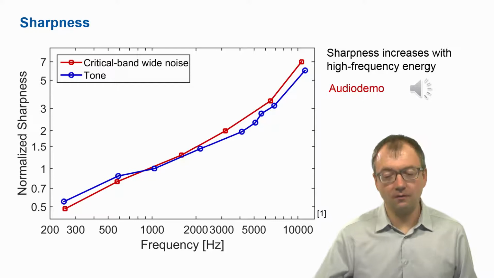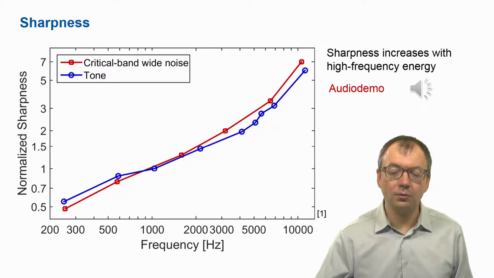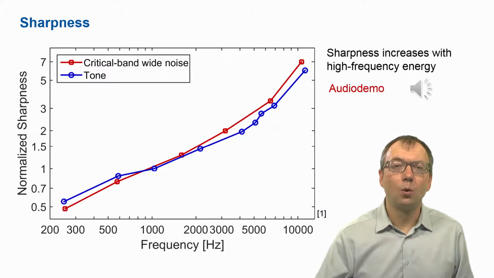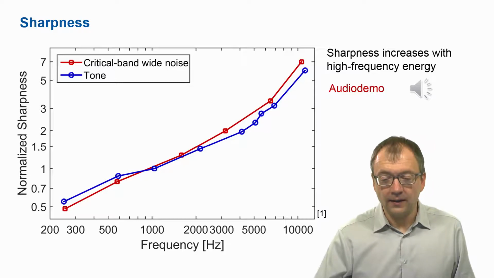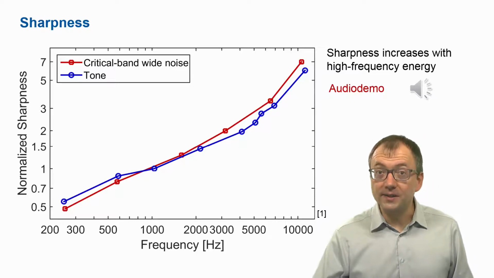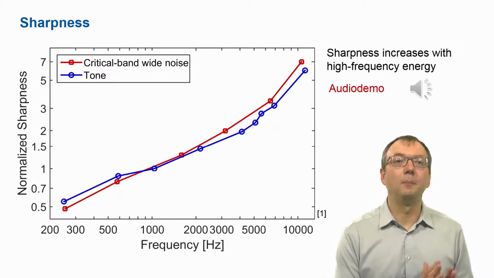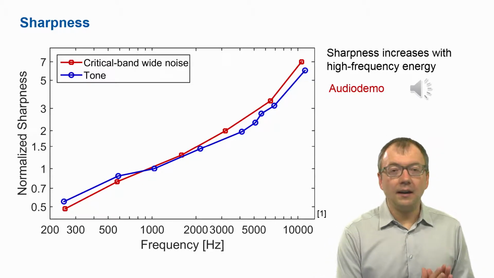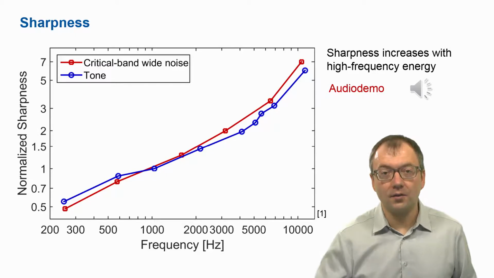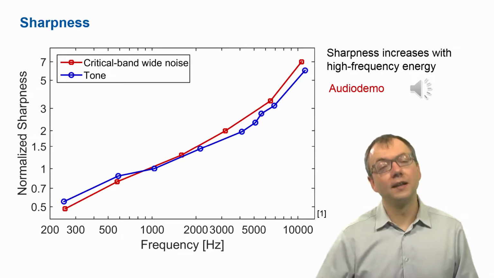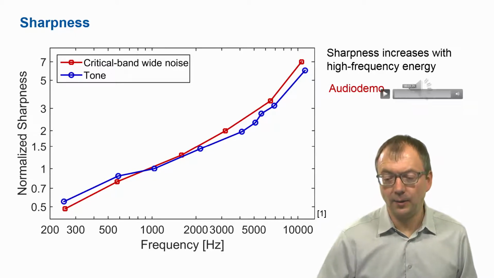So if you just sweep up through a tone, then also its sharpness will be higher. I brought this as an audio demonstration to you, exactly what you see plotted here, namely critical band white noise, that I shift through from 100 Hz all the way to the highest frequency critical band at 24 Bark.